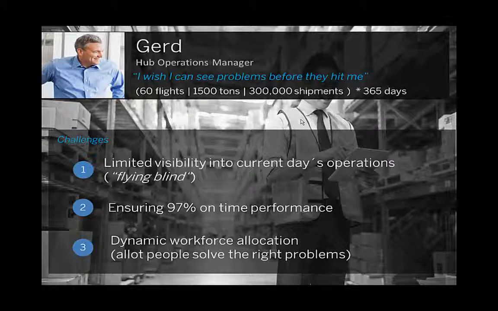He has a very stringent KPI to keep of 97% on-time performance. And given that a lot of parts of the hub rely on good old labor, manual jobs, it's a really stringent KPI to keep. The third thing is he wants to dynamically allocate workforce to problem areas. He wants to allot people to solve the right problems as and when they occur in the hub.